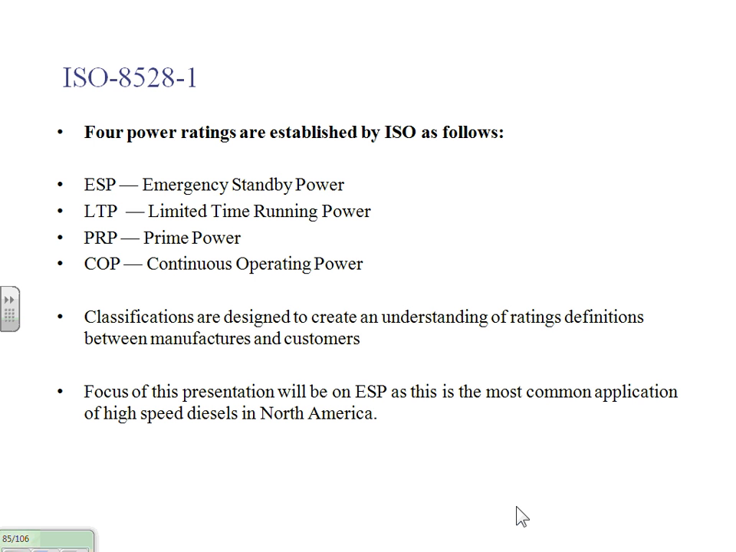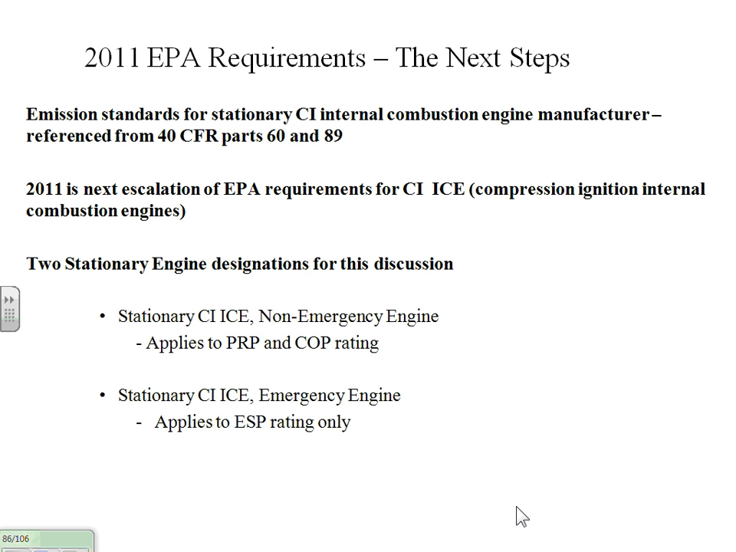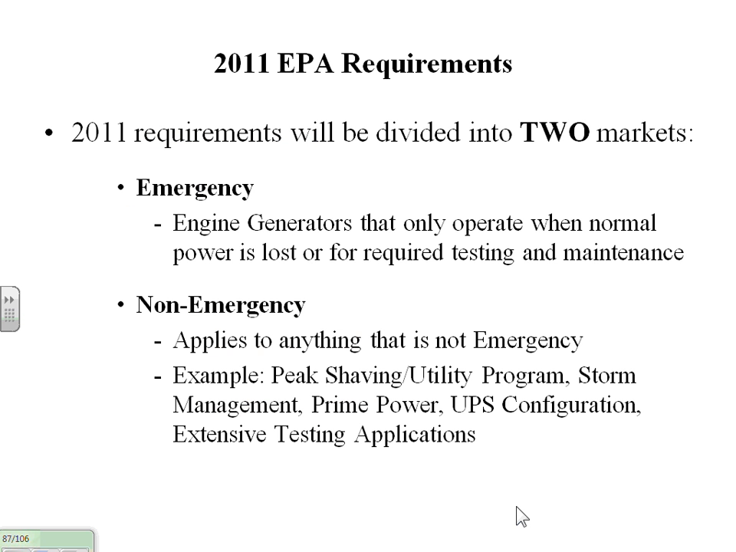The important thing: in 2011, the EPA redefined what emergency power is. They said anything that operates only when the power fails, we're going to call emergency. Everything else is non-emergency. This is primarily diesel. CI is compression ignition in this slide. So that divides us into two markets, emergency and non-emergency.